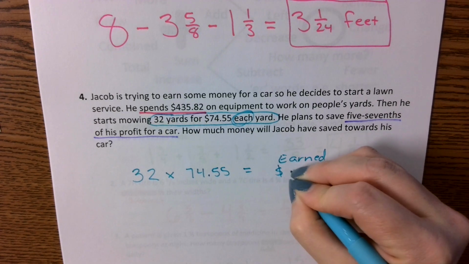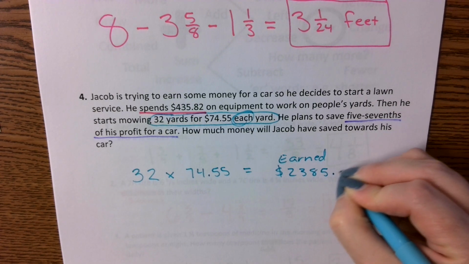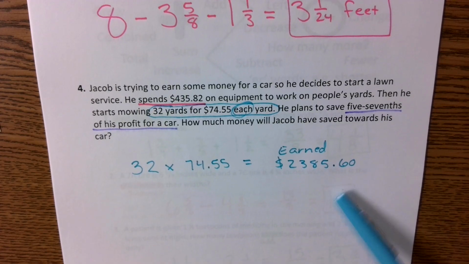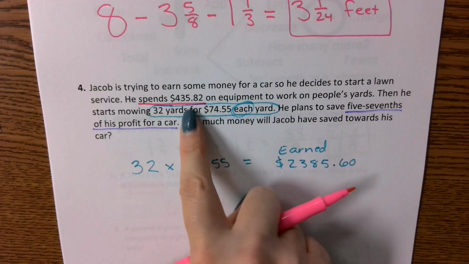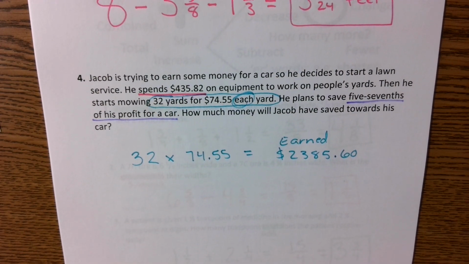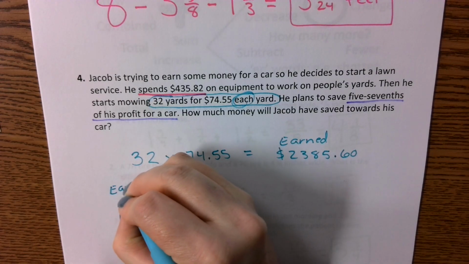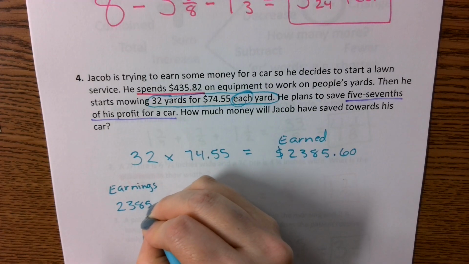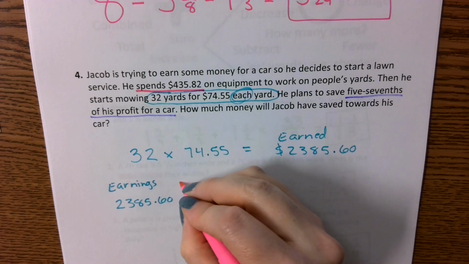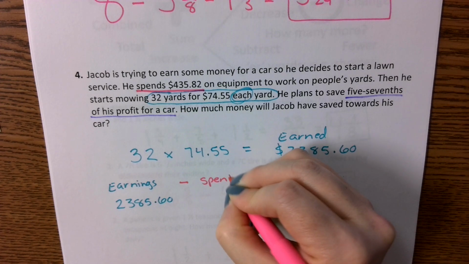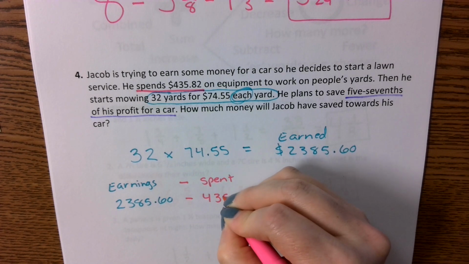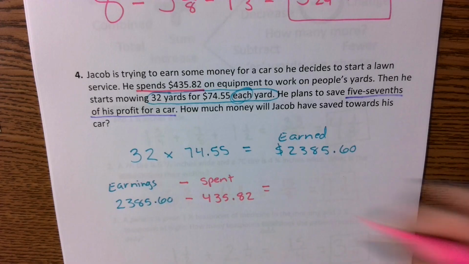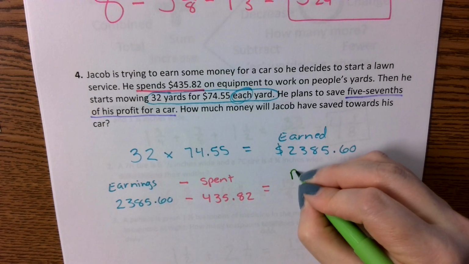So he earned $2,385.60. Now I can subtract, right? I can then take the amount of money I earned and I can go ahead and pay off the equipment that I purchased. I can then pay off the purchase that I made. So I'm going to take my earnings of $2,385.60 and I'm going to subtract the money that I spent. So I'm subtracting that $435.82, and that's going to equal what we call a profit.